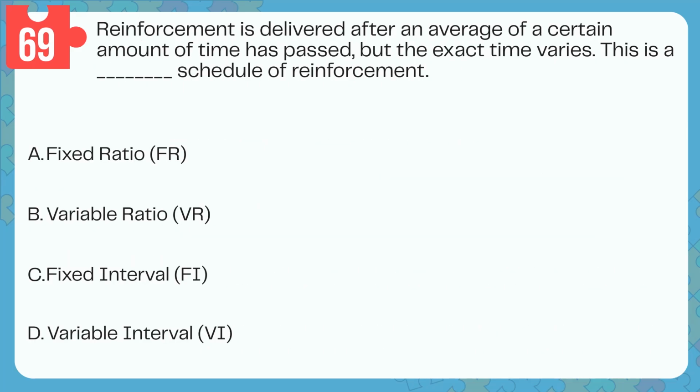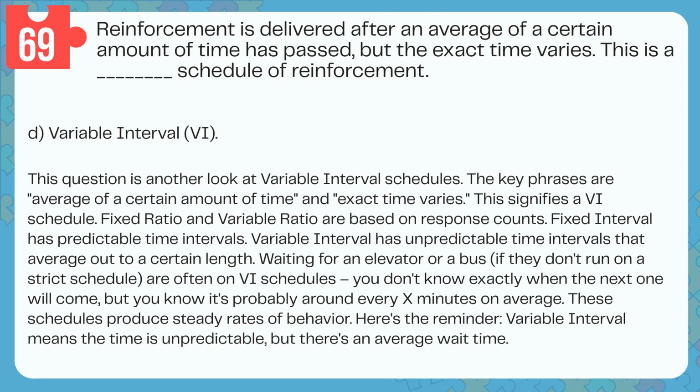Question 69. Reinforcement is delivered after an average of a certain amount of time has passed, but the exact time varies. This is a blank schedule of reinforcement. A. Fixed ratio, FR. B. Variable ratio, VR. C. Fixed interval, FI. D. Variable interval, VI. Answer D. Variable interval, VI.